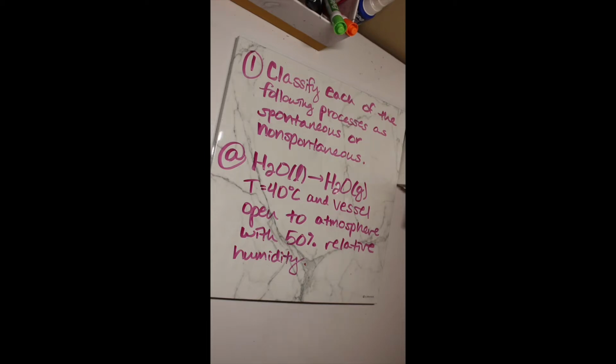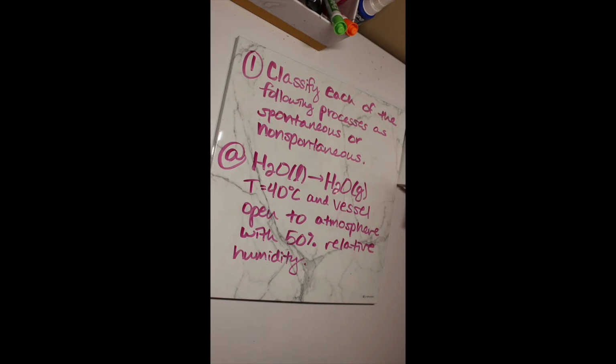So for part A, we have H2O or water that is in liquid form going into water as a gas form. It is at 40 degrees Celsius and it is in a vessel that is open to the atmosphere with 50% relative humidity. So going through this type of problem, I just kind of try to use common sense with certain things. So thinking through it going from a liquid to a gas, we know that heat needs to be added for it to make that change.